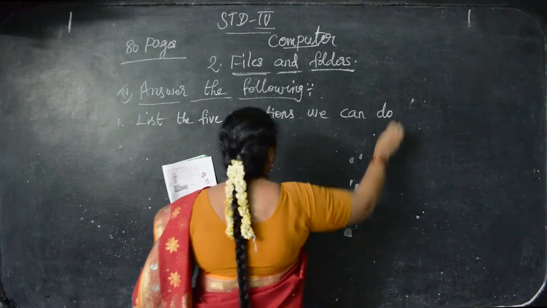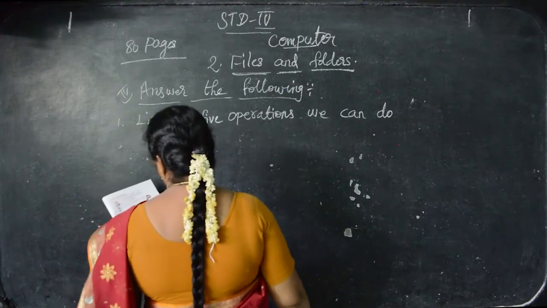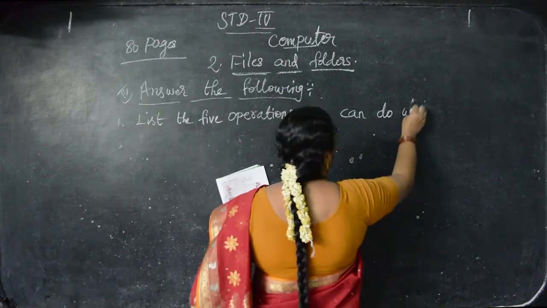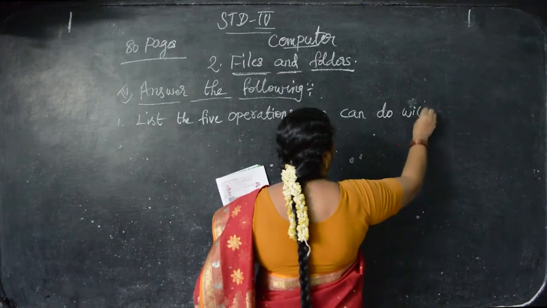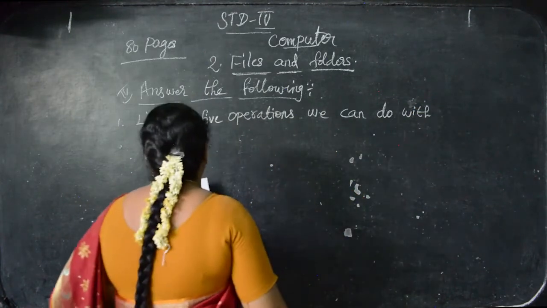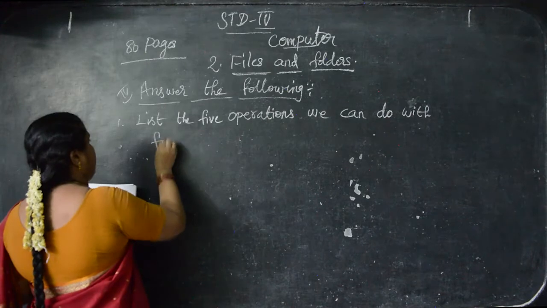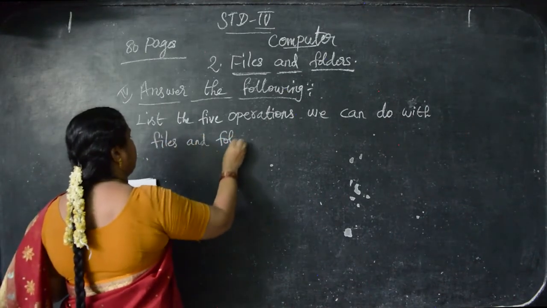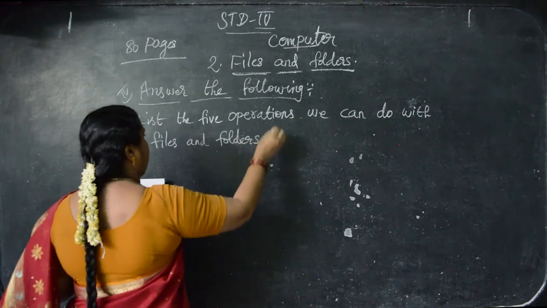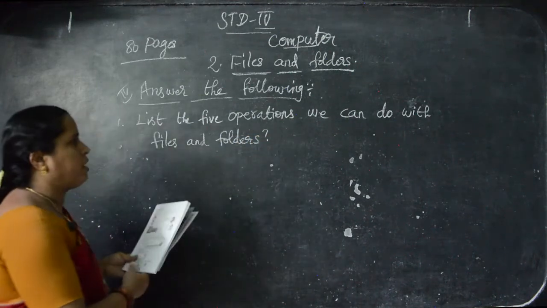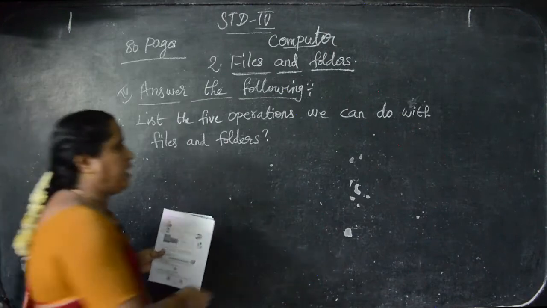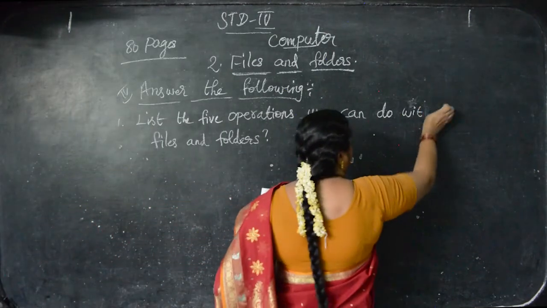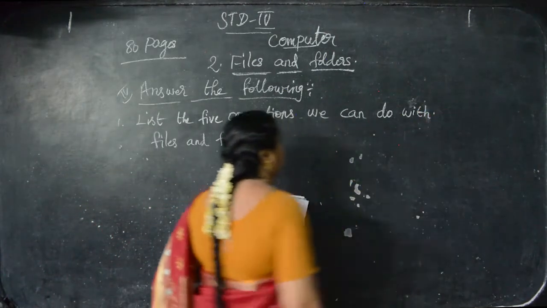We can do with files and folders. D-O, do. W-I-T-H, with. F-I-L-E-S, files, and folders, F-O-L-D-E-R-S. List the five operations we can do with files and folders. You have to list. Okay, so write the answer.